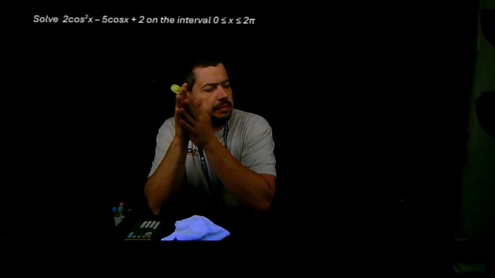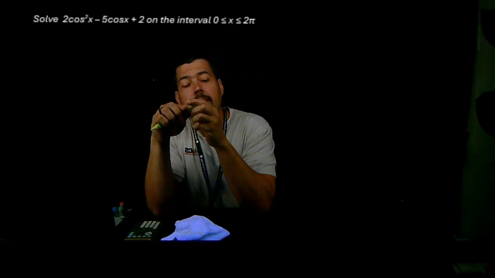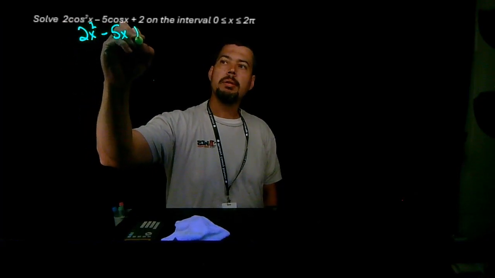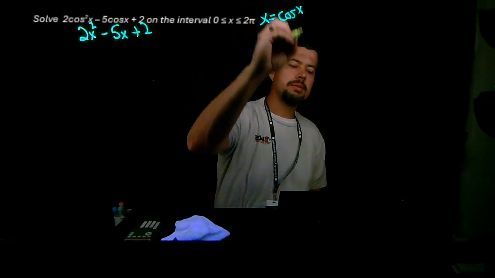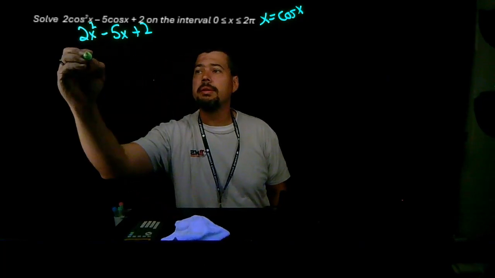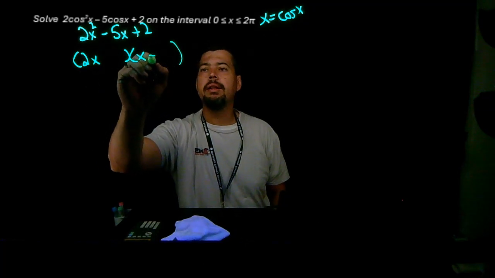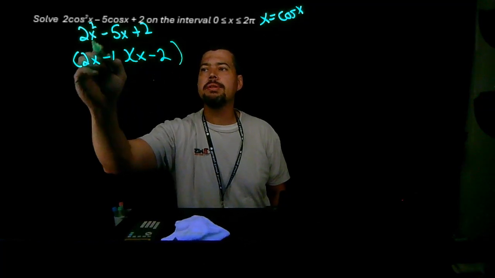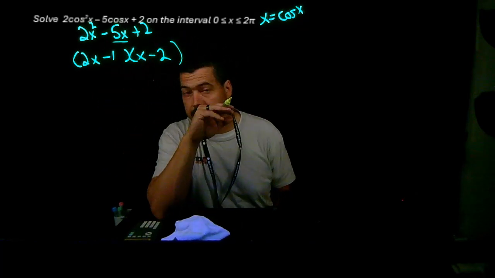Solve 2 cosine squared of x minus 5 cosine of x plus 2 on the interval from 0 to 2 pi. Another factoring problem. What I'll do for y'all is think of this as 2x squared minus 5x plus 2, using substitution. I'm saying that x is the cosine of x. Now, 2x squared minus 5x plus 2 would factor as 2x and an x to get your 2x squared. And we would need a negative 2 and a negative 1 because the outside is going to make negative 4x and the inside is going to make negative x. And negative 4x plus negative x is negative 5x.